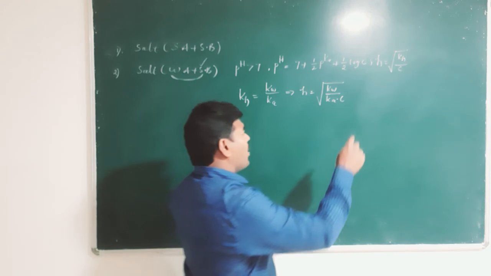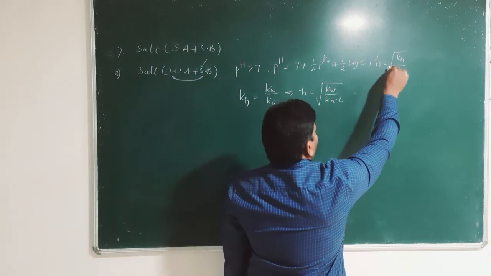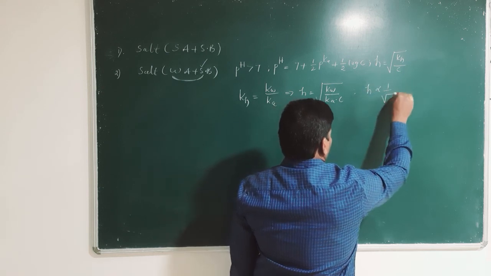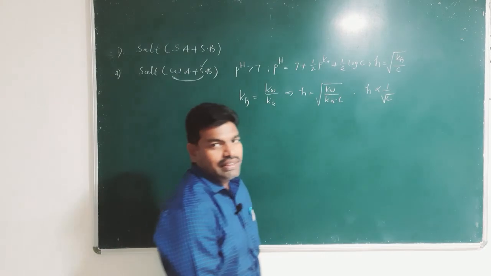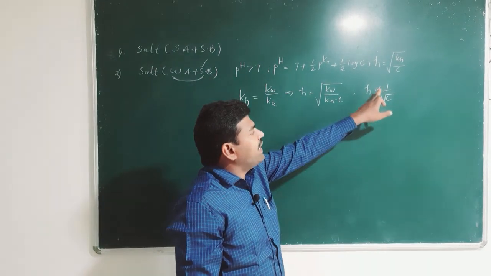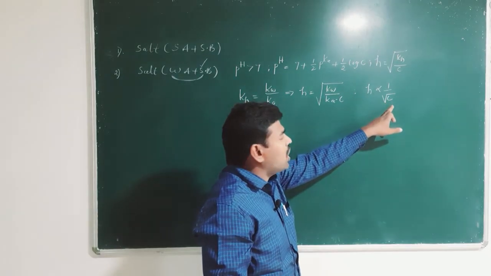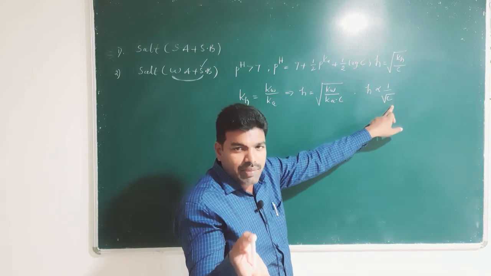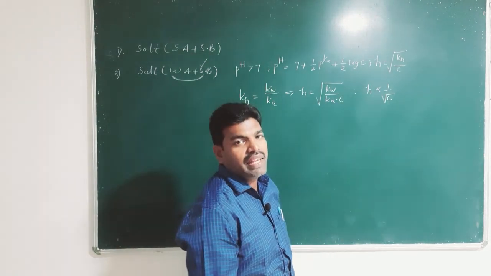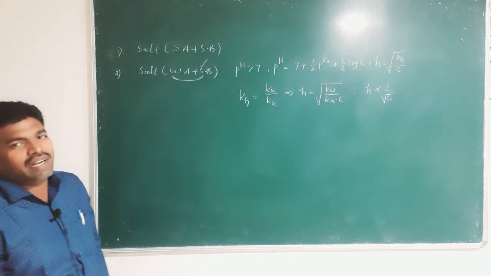And one more important point to be noted is that from this equation h is inversely proportional to root C. That is, on dilution degree of hydrolysis increases. That is, with decreasing concentration, means on dilution, degree of hydrolysis increases. Okay, so that is the second point.